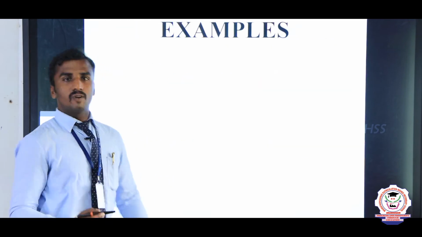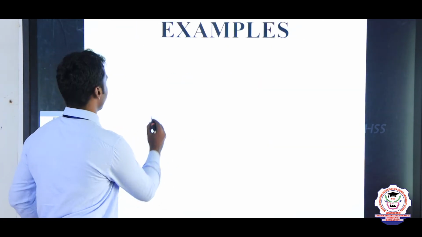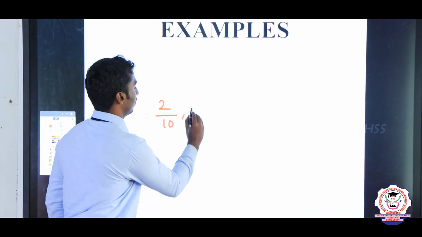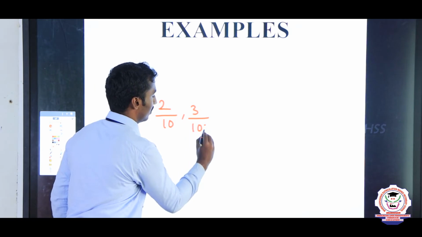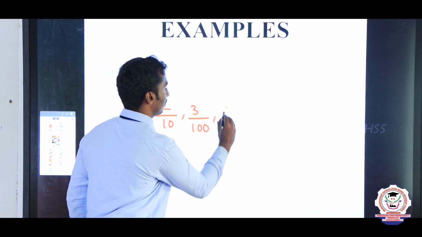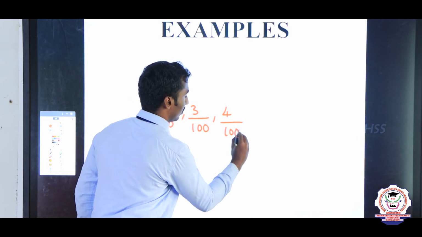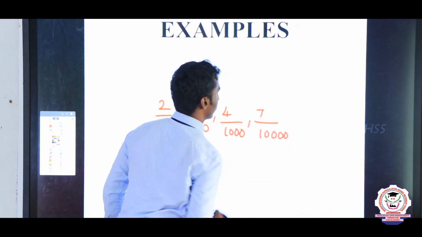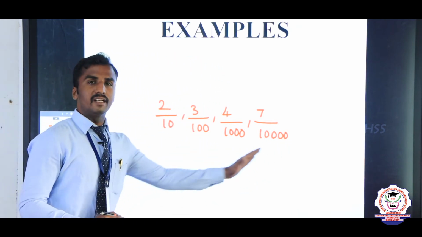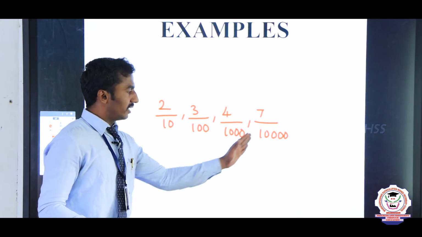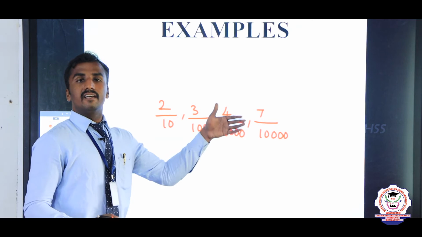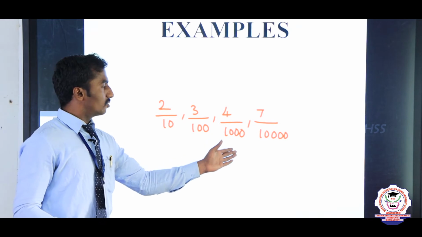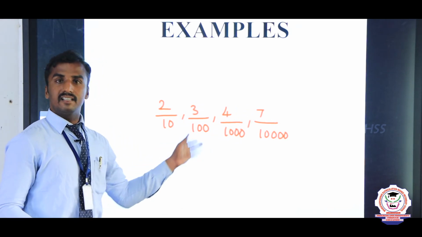Listen. Decimal fractions are, for example, 2 by 10, 3 by 100, 4 by 1000, 7 by 10,000. The denominator value is 10, 100, 1000, 10,000. So these fractions are called decimal fractions.